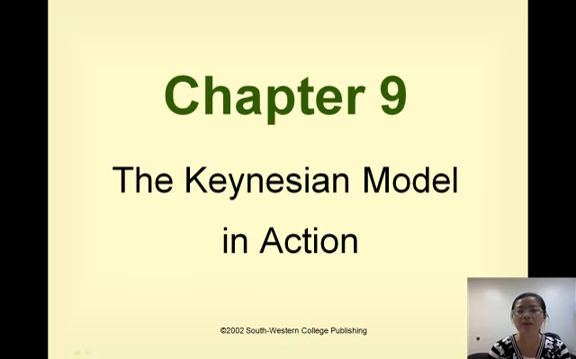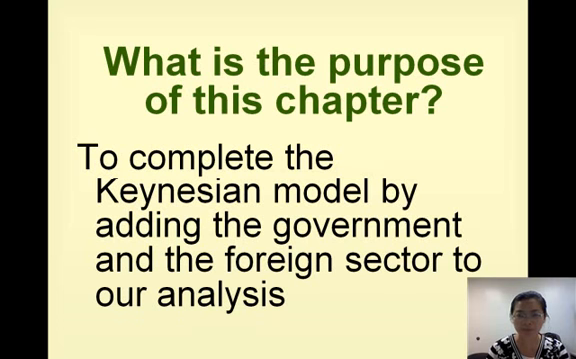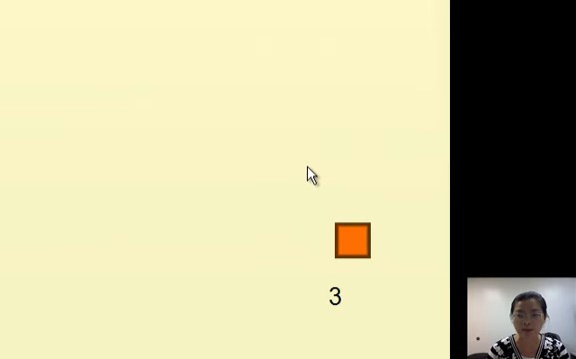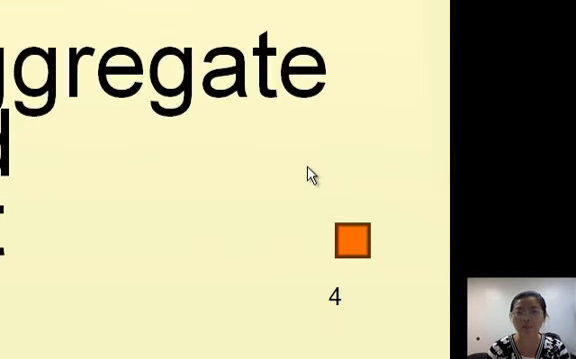Okay, and chapter 9 is about the Keynesian model, and we've learned part of this model in chapter 8. Now we will complete the model by adding two more components, that is government spending and net exports. So the aggregate expenditure model does not only include two components, consumption and investment, but these four components: consumption, investment, government spending, and net exports. And this chapter tells us how the equilibrium GDP is determined in the economy.